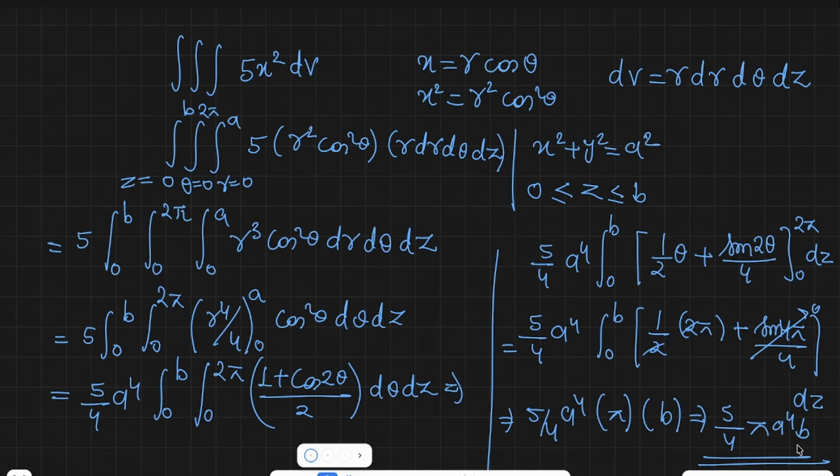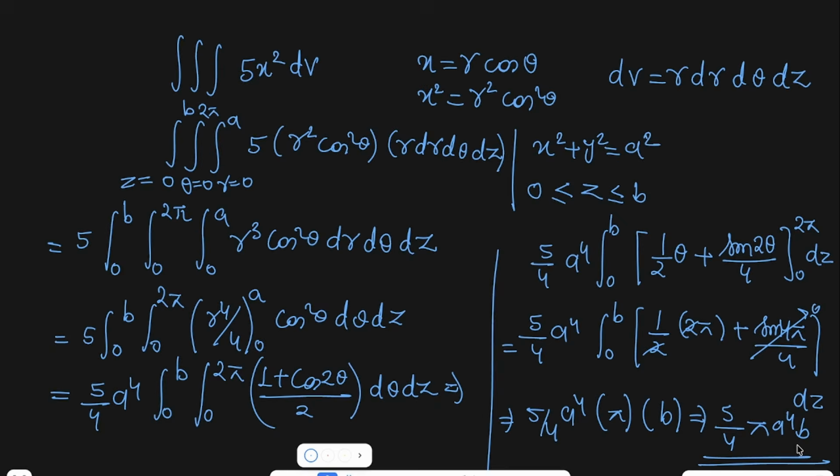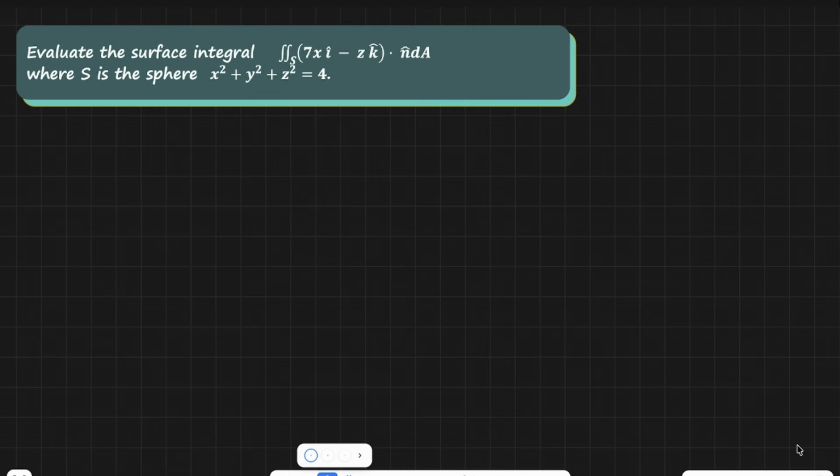This is how you can solve this question using the Gauss divergence theorem. This can be solved using the surface integral, but the problem is that converting into r and then finding the ru, rv will be very difficult. So that's why we are using this Gauss divergence theorem.